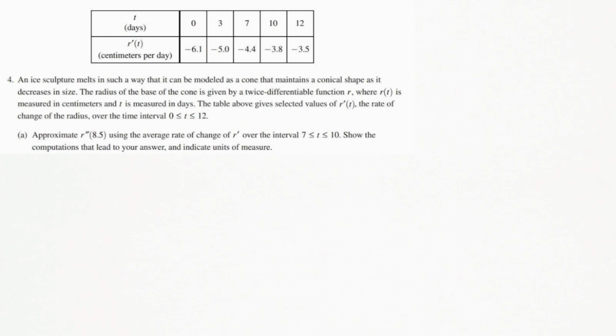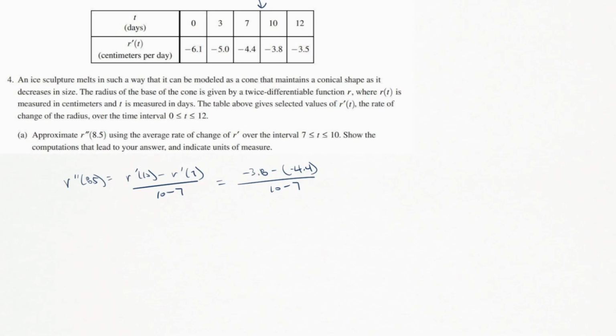Well, r double prime is just the derivative of r prime of t, and 8.5 is the middle of 7 and 10, so I can say that r double prime of 8.5 is given by r prime of 10 minus r prime of 7, divided by 10 minus 7, and that'll equal negative 3.8 minus negative 4.4, divided by 10 minus 7.